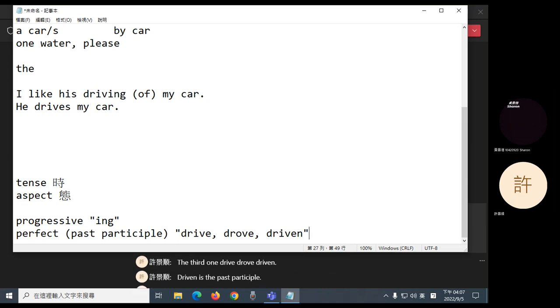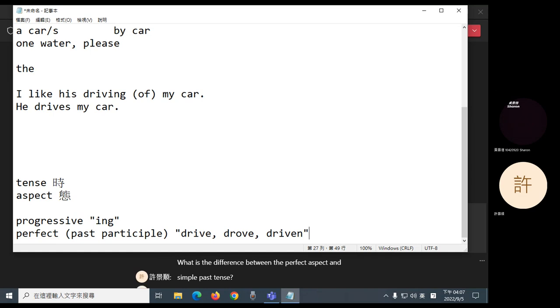When do we use the perfect aspect, 完成式? If you learn grammar using Chinese, you might think, oh, when something is finished, then you use the perfect aspect. But if that's true, what is the difference between the perfect aspect and simple past tense?